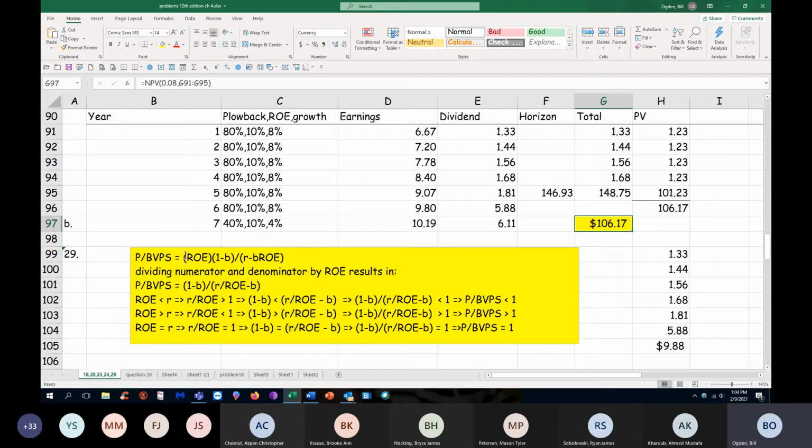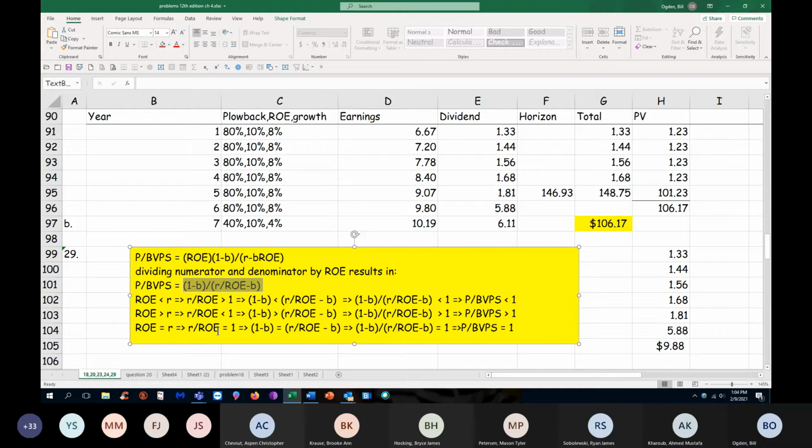But if you divide numerator and denominator of this part by ROE, what happens? The ROE in the numerator cancels. R will be divided by ROE. The ROE that's multiplied by B will also cancel. And so you get this equation right here.